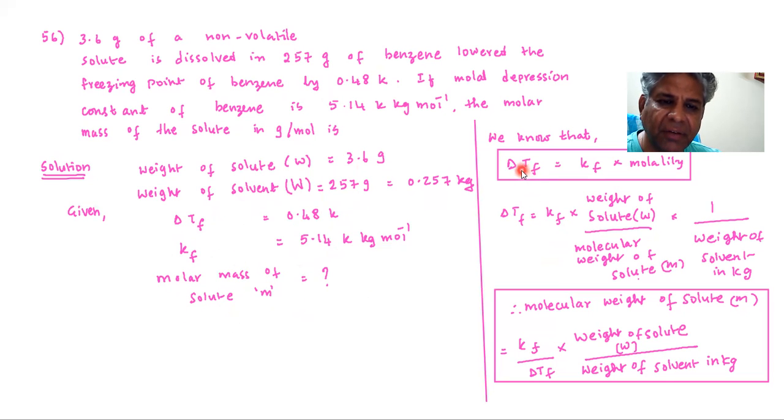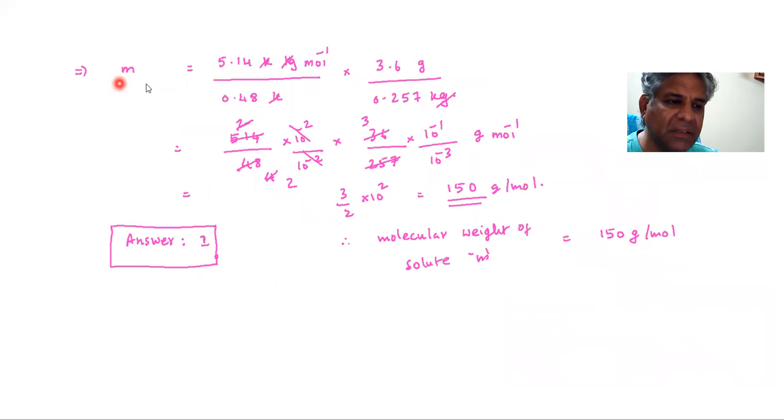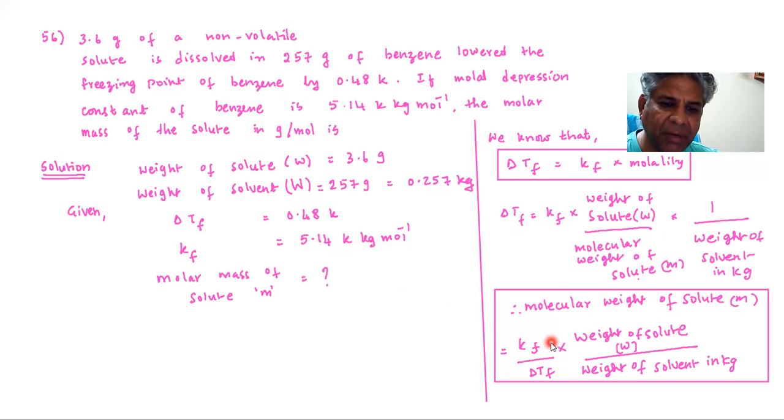That's it. So delta Tf is equal to Kf into molality, and you know that the formula for molality is weight of solute by molecular weight of solute into weight of solvent in kg. So you need to find out this molecular weight of solute. You bring it here and then bring the delta Tf here. So that becomes M is equal to Kf by delta Tf into weight of solute small w by weight of solvent in kg. Now, what is the value of Kf? 5.14. What is the value of delta Tf? 0.48. What is the weight of solute? 3.6. What is the weight of solvent? 0.257 kg. Substitute all these values here.